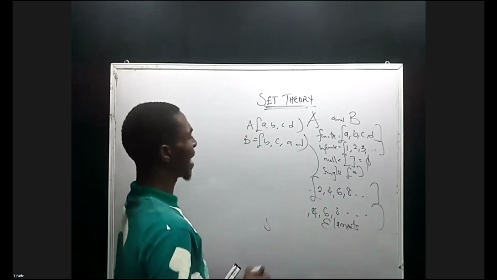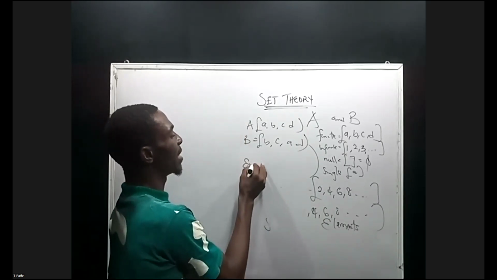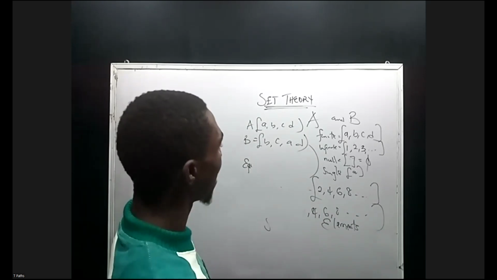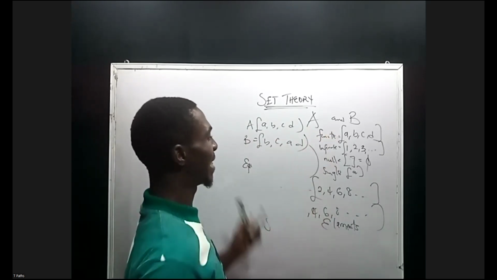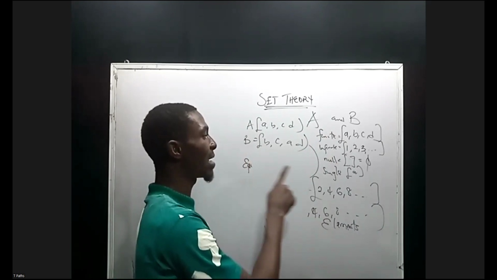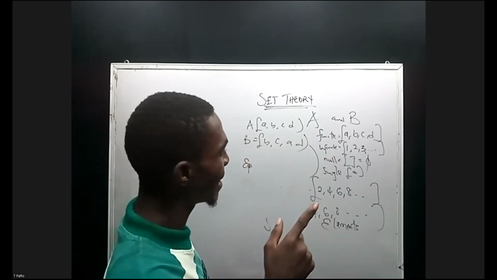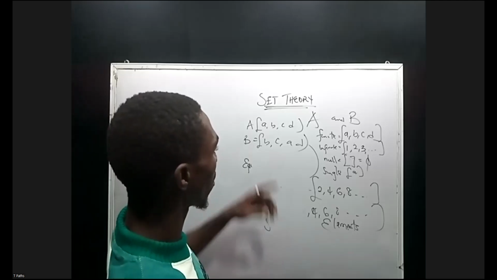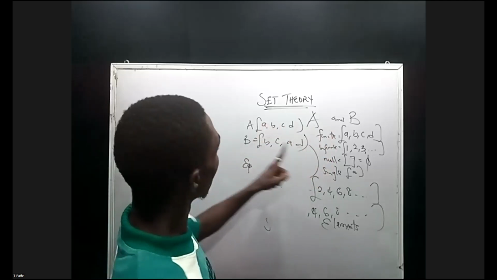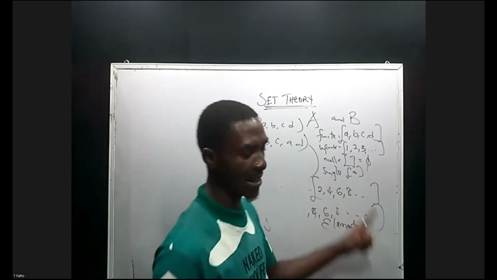Equivalent sets say that sets A and B are equivalent because the number of elements in set A is the same as the number of elements in set B.